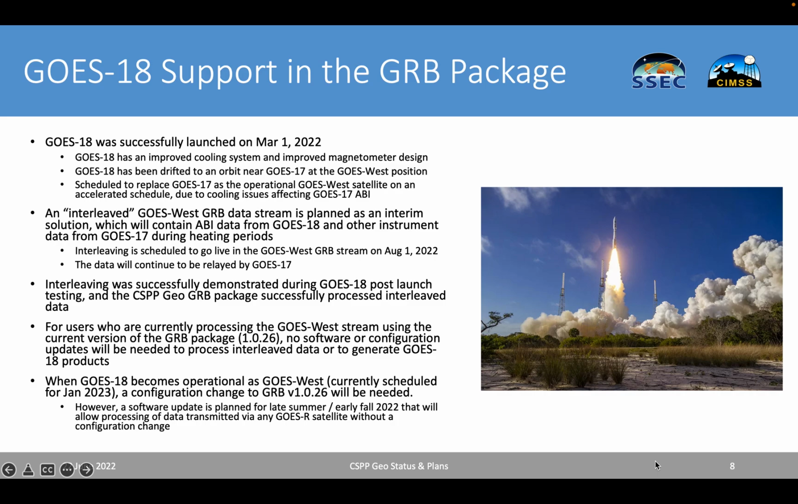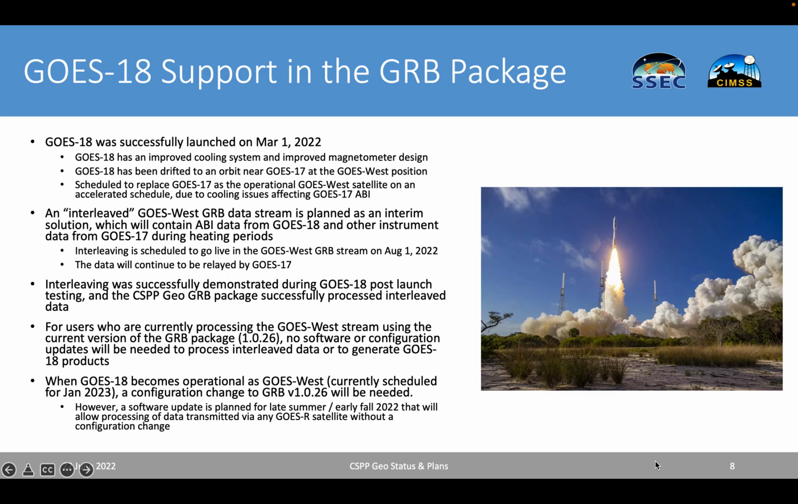So what we can say is that for users who are currently processing the GOES West stream using the current version of the GRB package, which is 1.0.26, no software or configuration updates will be needed to process interleave data or to process GOES 18. So, if you were running the software during the interleave test, you would have seen GOES 18 products appearing on your system. And that's GOES 18 ABI, I should say. And that's exactly what will happen during these interleave periods.